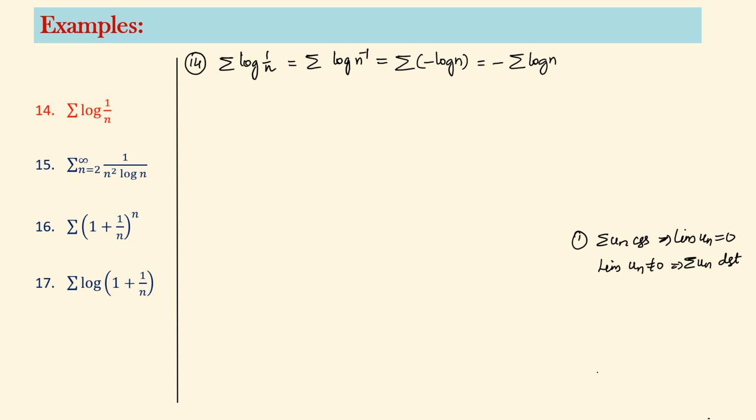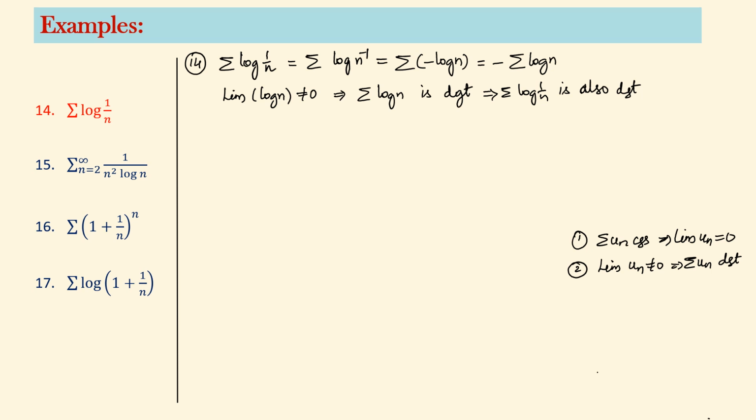So we know that limit of log n is definitely not going to be 0. Actually it is infinity. So it is not equal to 0. So from this second point we can say that summation un is divergent. That means summation log n is divergent. Since summation log n is divergent, minus summation log n is also divergent. That means summation log 1 by n is also divergent.